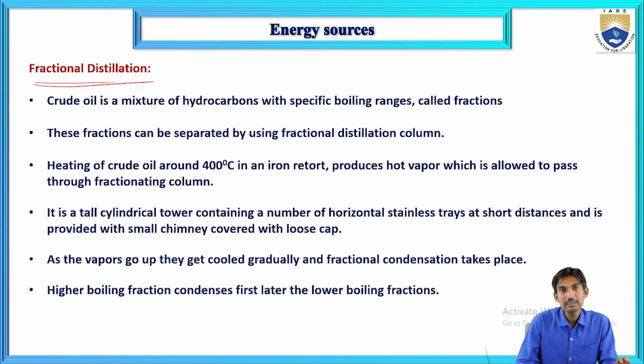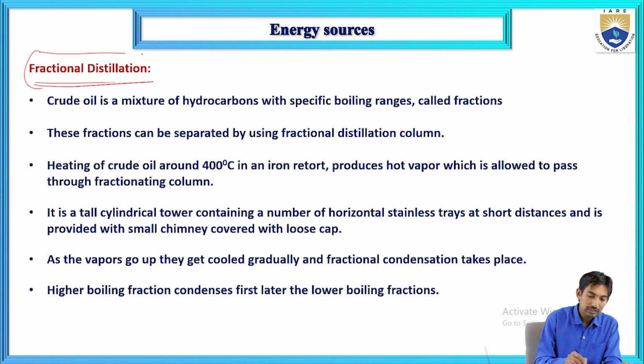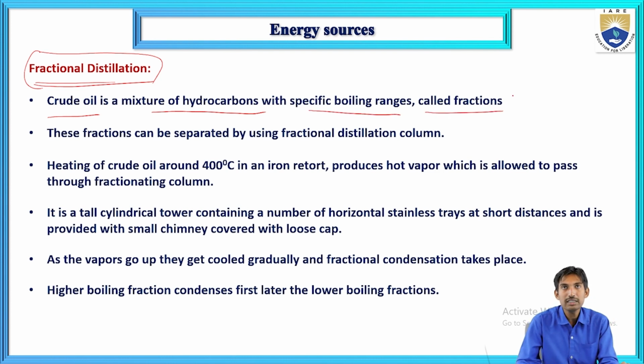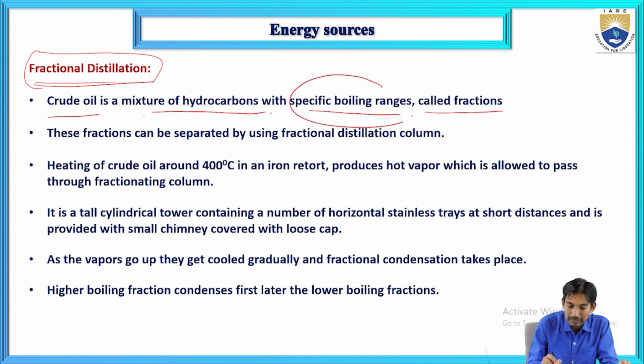Then what is meant by fractional distillation? How can we separate the petroleum by using fractional distillation? Crude oil is a mixture of hydrocarbons with specific boiling ranges. Already I have said that the crude oil contains C1 to C35 carbon chains. Different types of carbon chains are present in this crude oil, with different boiling points.